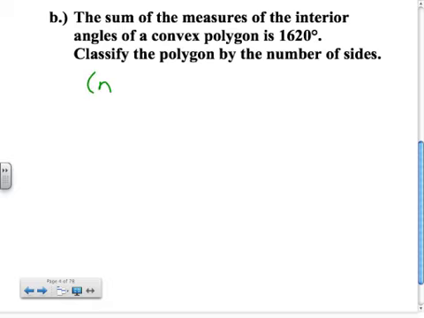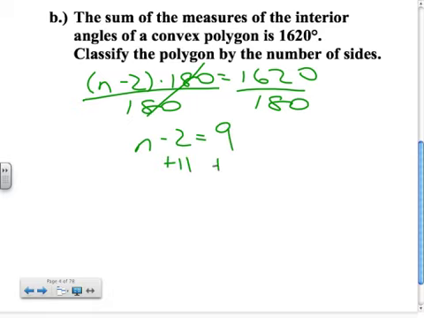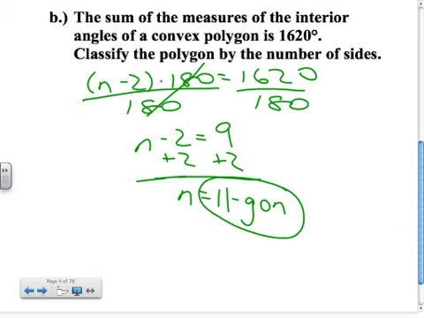So n minus 2 times 180 is 1620. Cancels there. So n minus 2 equals 1620 divided by 180 is 9. Add 2, I'm sorry, add 2. Look at me, I'm already jumping. I'm thinking one thing, saying another. Add 2. N equals 11. And an 11-sided figure is just very simply an 11-gon. Okay? Just an 11-gon. So, again, pretty straightforward examples. Hopefully you're catching on pretty quick here.